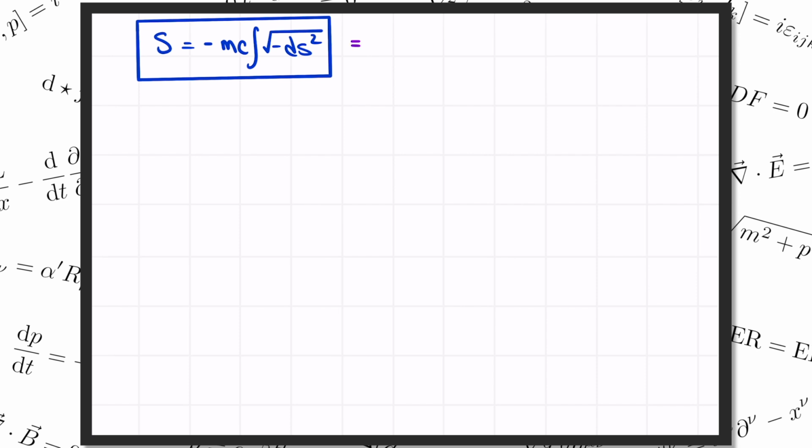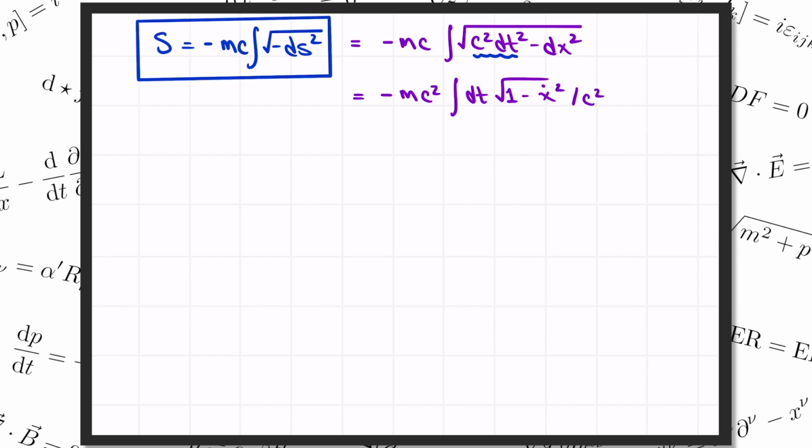Expanding things out, remember that minus ds squared was c squared dt squared minus dx squared. I'm going to pull out this factor of c squared dt squared from inside the integrand again. So we can write the action as minus mc squared times the integral over time of the square root of 1 minus x dot squared over c squared. Like we learned last time, to apply the principle of least action, we take a small variation of the path. x of t goes to x of t plus epsilon of t. Then we demand that the action stays the same at leading order in epsilon. In practice, this just means taking the derivative, or really the differential of the Lagrangian.